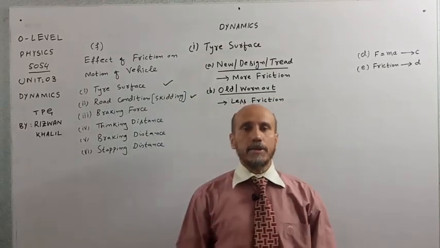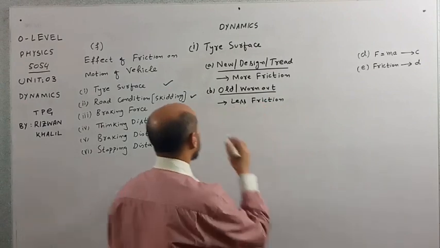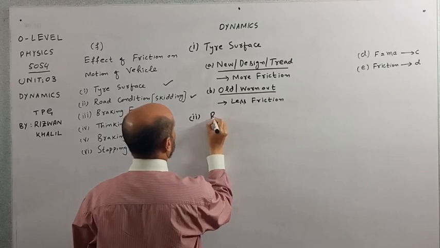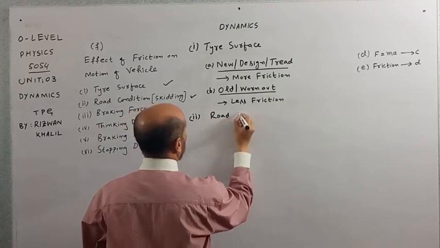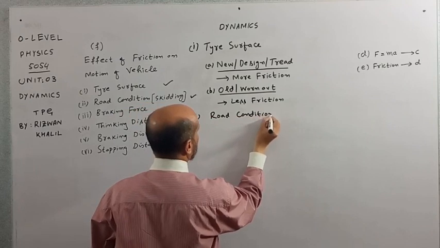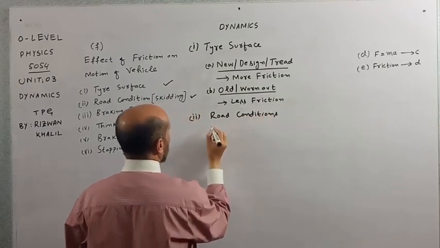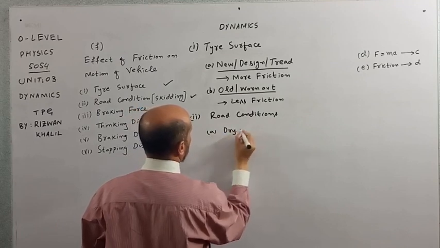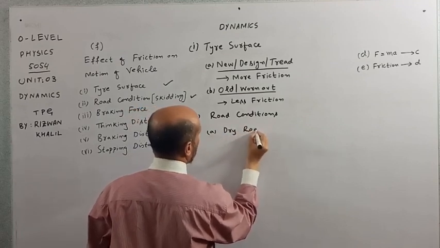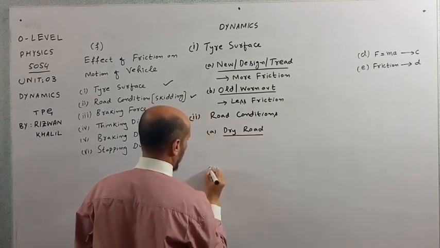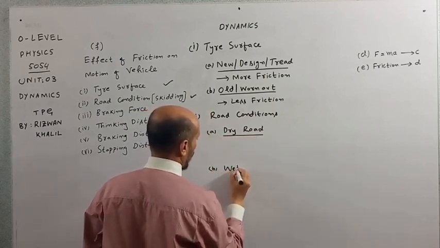Now we will consider two types of roads. Road conditions. Number one, dry road, and number two, wet surface or wet road.